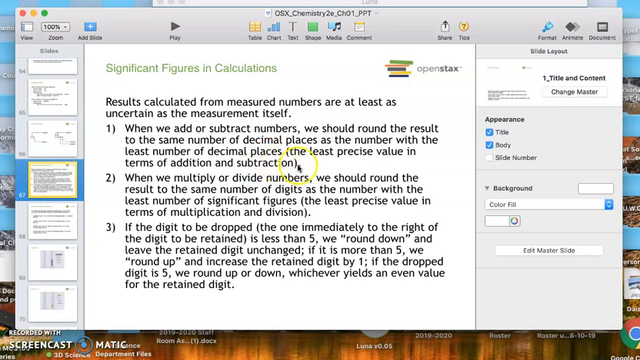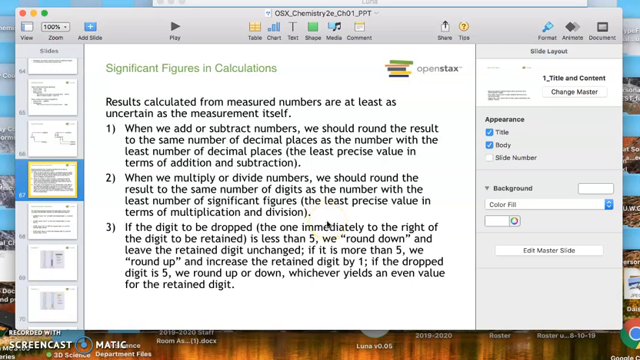So the rule is very simple with adding and subtracting, because for the final answer, all you're doing is trimming or rounding off that answer using the least number of decimal places. Well, guess what? You don't really have to have a knowledge of significant figures in order to do this. All you have to look at is the number of decimal places and use the least number of decimal places for your final answer, and you're done. So it's pretty simple.